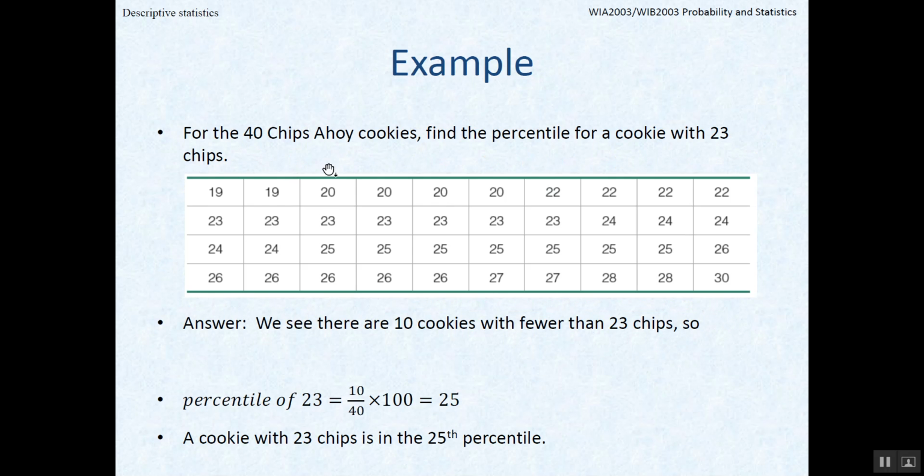For example, here there are 40 cookies with chips. Find the percentile of a cookie with 23 chips. We order the values first, from smallest to largest, and then we find where 23 is. Okay, it is here. How many values are lower than 23? In this case, 1, 2, 3, 4, 5, 6, 7, 8, 9, 10. There are 10 values lower than 23, so it's 10 over the total of 40, times 100. So a cookie with 23 chips is in the 25th percentile. As simple as that.